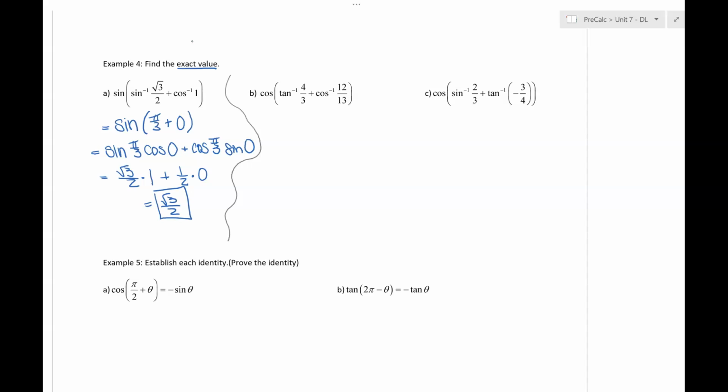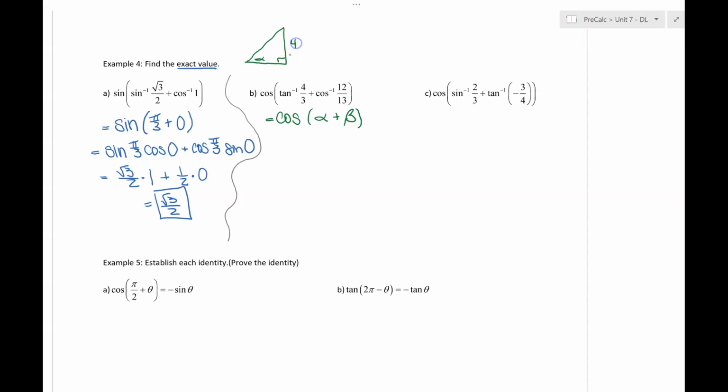Okay, cosine of the inverse tangent of 4/3. This definitely is not looking like something we know. So right away, I'm going to say that this is the cosine of alpha plus beta, because I need to figure out the triangles that they came from. And the angle measures don't necessarily mean a lot to us. We just know that alpha is going to be in the first quadrant because it's inverse tangent of positive. Okay, so let's draw that.